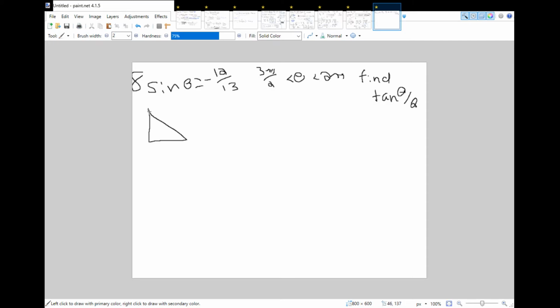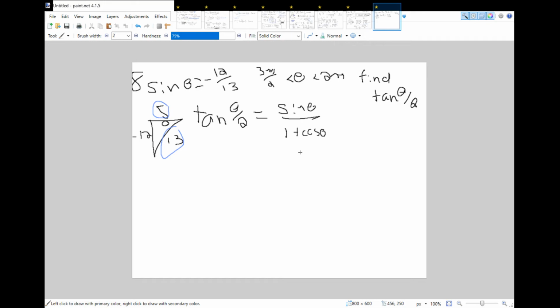So this triangle will look like this. Theta is between 3 pi over 2 and 2 pi, which is quadrant 4. Negative 12 goes over here, over 13. So 13 squared minus 144, that's 25, so this side will be 5. So cosine theta will be 5 over 13. So now we plug into the equation: tangent of theta over 2 is equivalent to sine theta over 1 plus cosine theta.